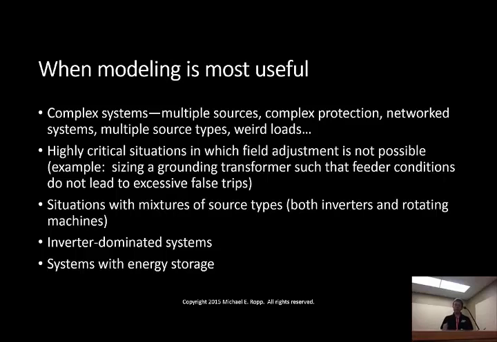Also, if you've got a really critical situation in which you can't put it in the field and then adjust it, it's got to be right when it goes in. An example that I threw in here is if you got a grounding transformer, but you start getting false trips. Right? Remember we talked about this, trying to size the grounding transformer to make sure that it's not throwing the DG offline all the time. We really need to get that right in the first place, because if you get it wrong, what's your option? Put in a different grounding transformer. We have to do the whole process again. So you really want to get that right in the first case, and modeling can help with that.